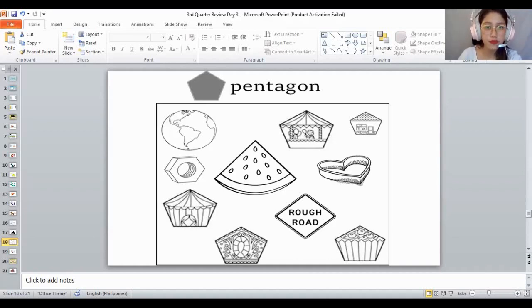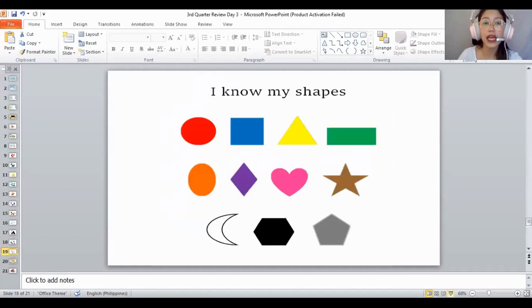Next one. Okay. How about I know my shapes? What shape is the color red? Circle, square, triangle, rectangle, oval, diamond, heart, star, crescent, hexagon, and the last one is pentagon. Wow, very good. You know all the shapes.